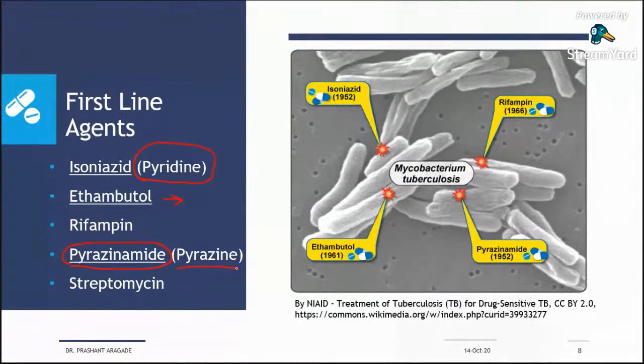पायराझिन. So isoniazide containing pyridine heterocyclic ring, pyrazinamide containing pyrazine heterocyclic ring. Ethambutol does not contain any heterocyclic ring, but it contains the alcoholic functional group. If you see OL, ol is the suffix for this ethambutol. OL is for alcohol, that is, the hydroxyl group is present in ethambutol, and it has activity against Mycobacterium tuberculosis.